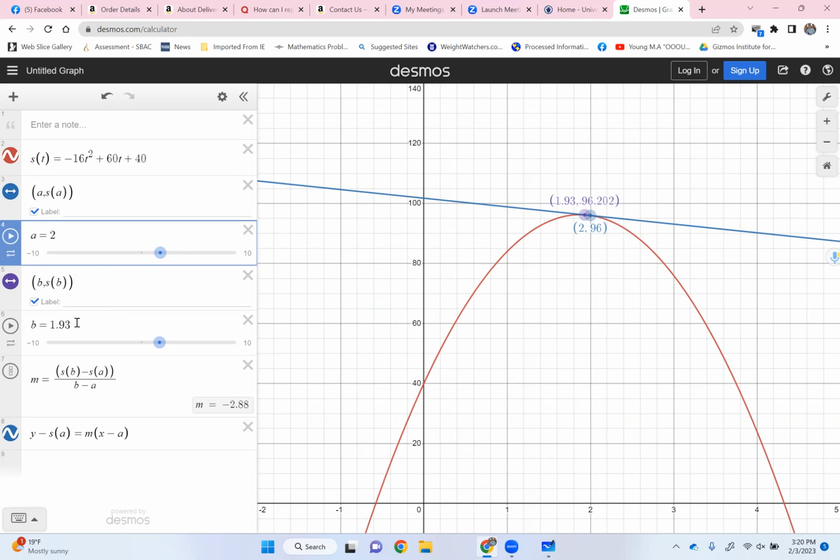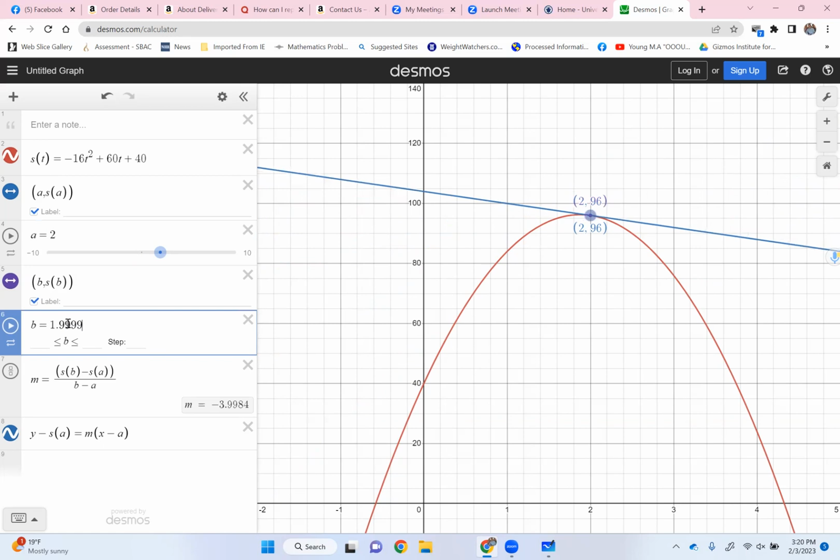So let's get even closer by typing in the B value. First, let's let B equal 1.999. And we see that it's negative 3.9984. Then we'll let it equal 2.0001. Oh my goodness, it's negative 4.0016. So we would say the instantaneous velocity at 2 seconds would be about negative 4 feet per second.